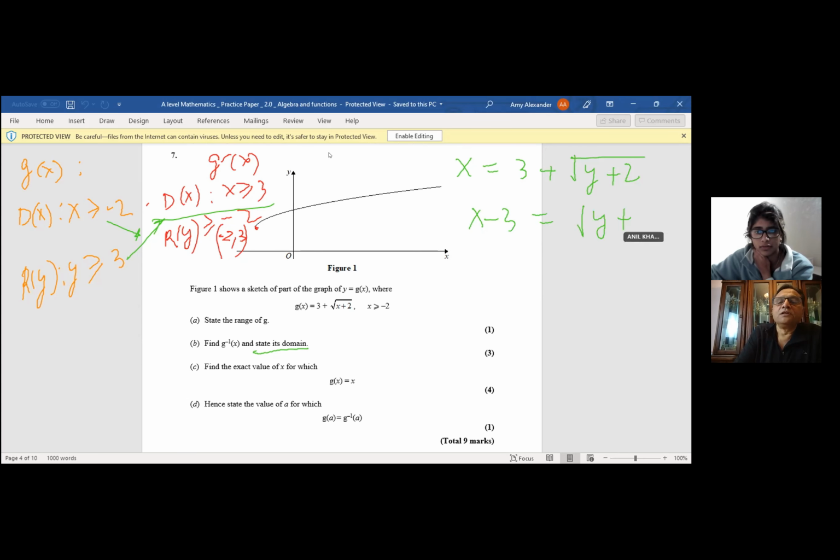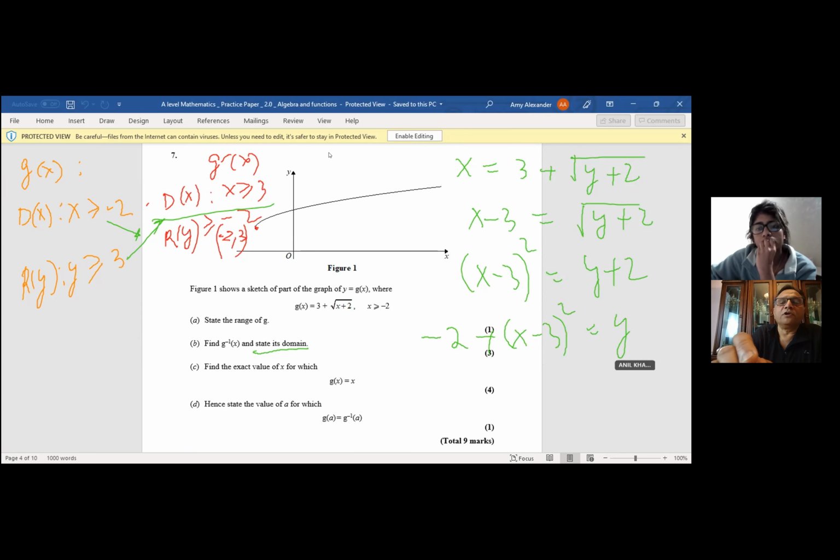Correct. You're right. So I'm just taking the time to include the steps. So we get -2 plus (x minus 3) whole square equal to y. Now we can write down that g inverse of x is equal to (x minus 3) whole square minus 2.